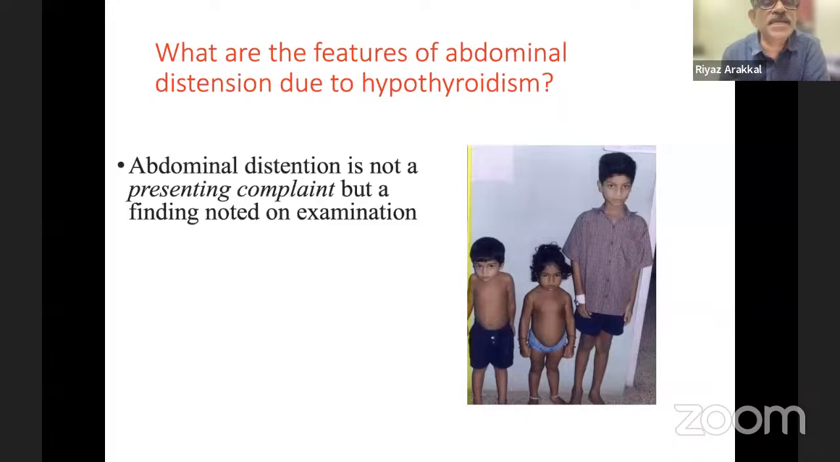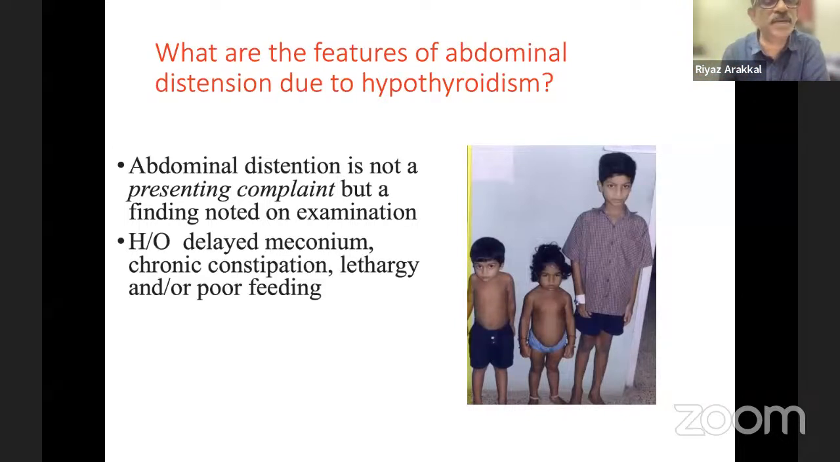But remember that abdominal distension will not be the presenting complaint of such a child. These children do not come to us for abdominal distension, but for global developmental delay, delayed passage of meconium, constipation, lethargy, poor feeding, and so on. They will also have abdominal distension, and they may have jaundice also. Usually it is unconjugated jaundice, but remember that congenital hypothyroidism is also an important cause of cholestatic jaundice, especially in neonates.